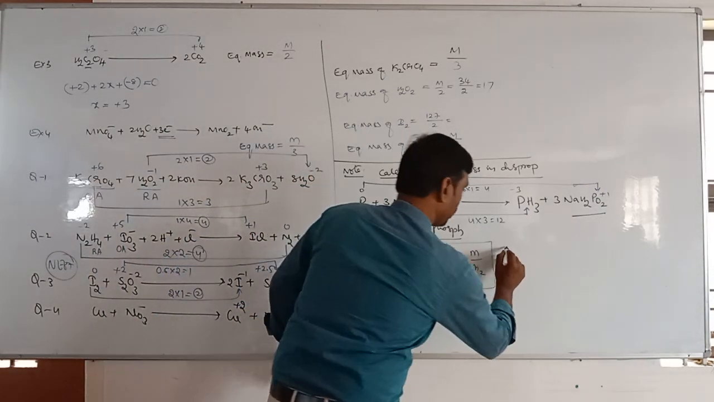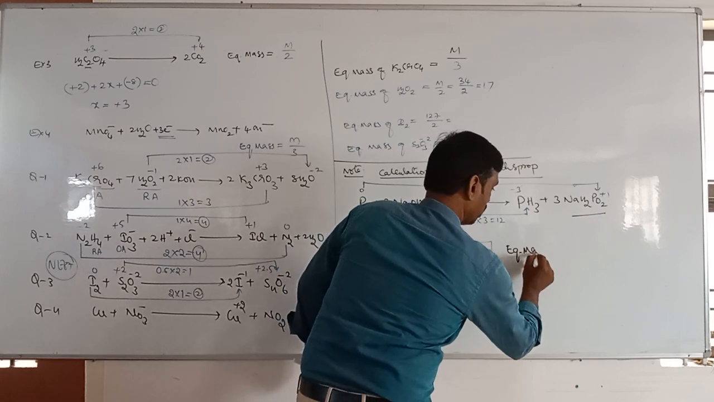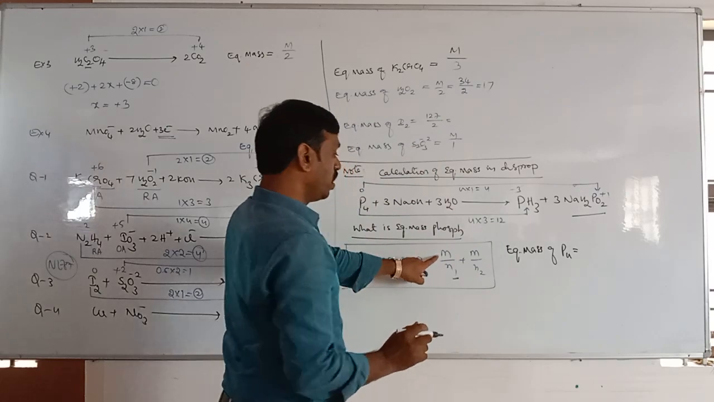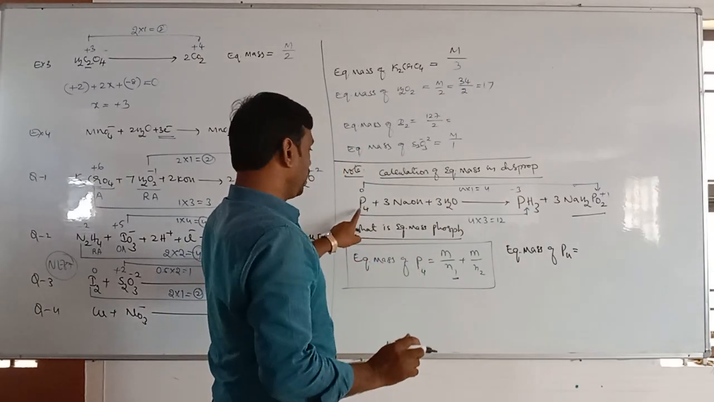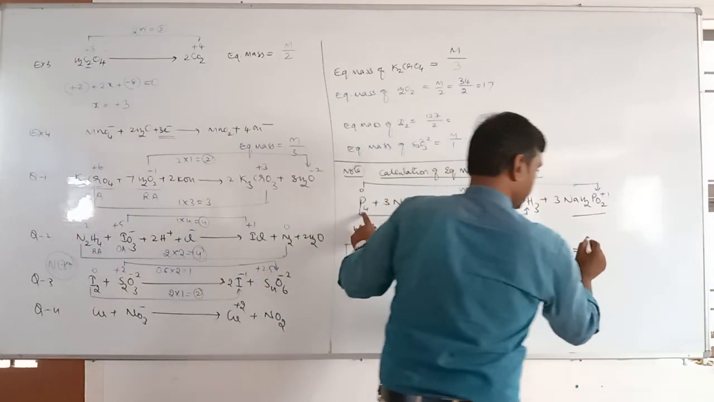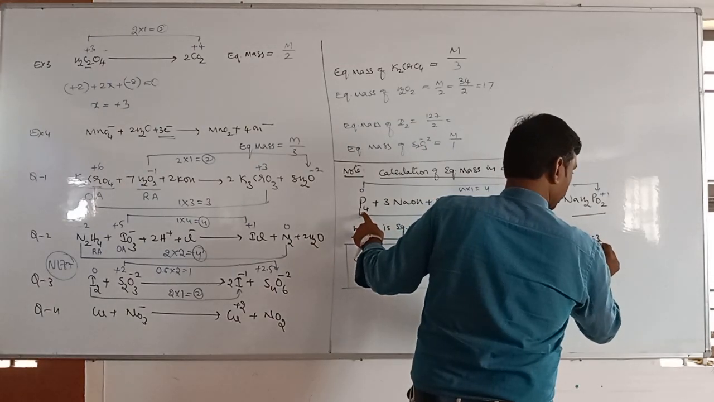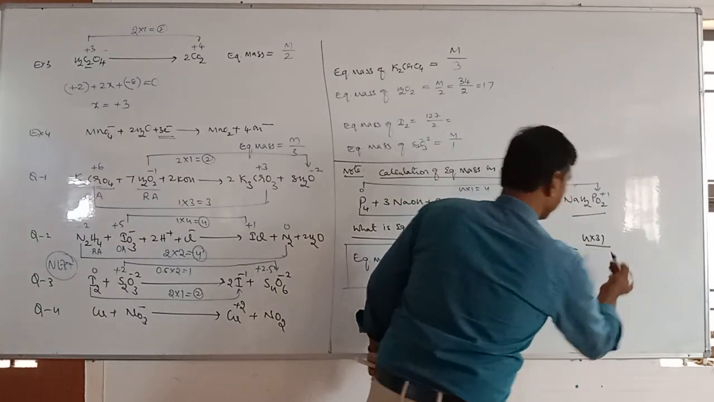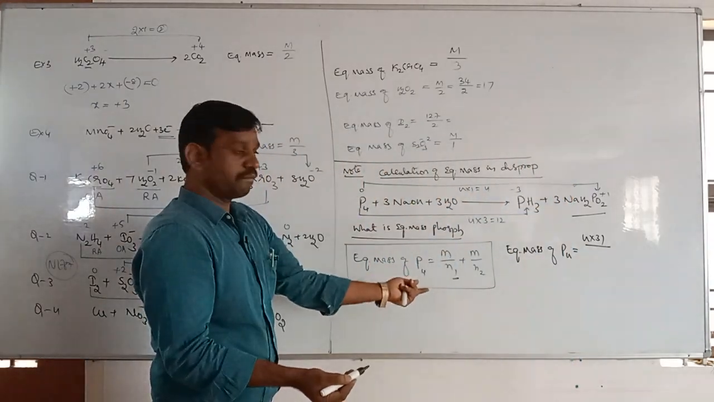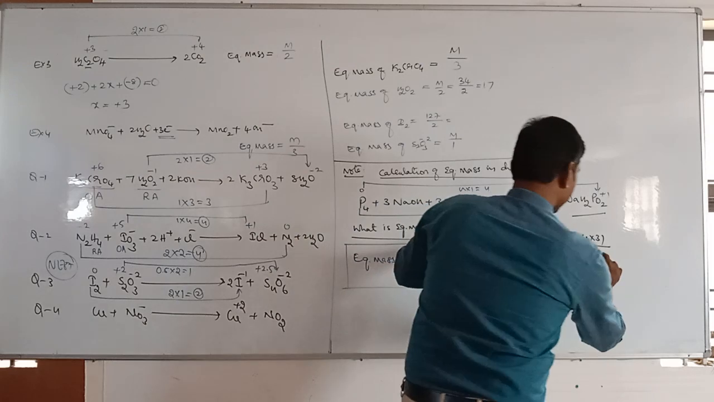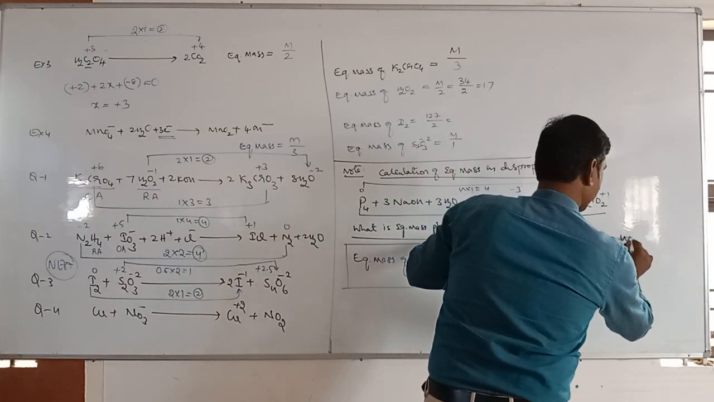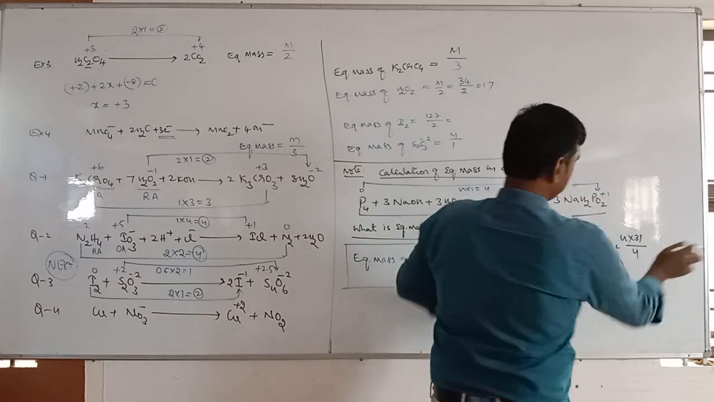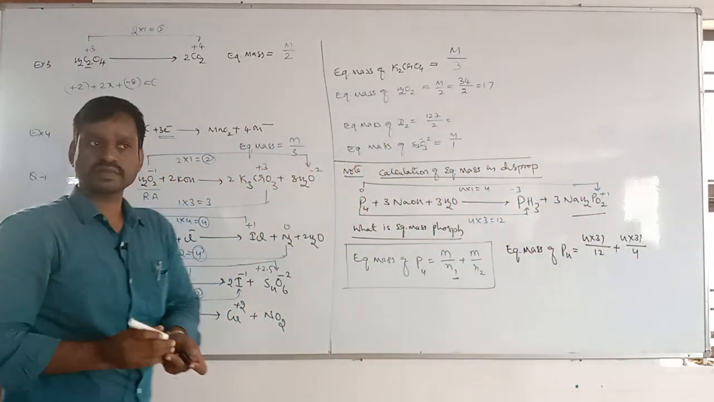Now I want the equivalent mass. Equivalent mass of phosphorus P4 equals: what is the molecular mass? It is a P4 molecule, so 4 into 31, phosphorus being 31, divided by n1. You can take n1 as either the loss or the gain. So it is 4 into 31 divided by 12, plus 4 into 31 divided by 4. You will get the answer.